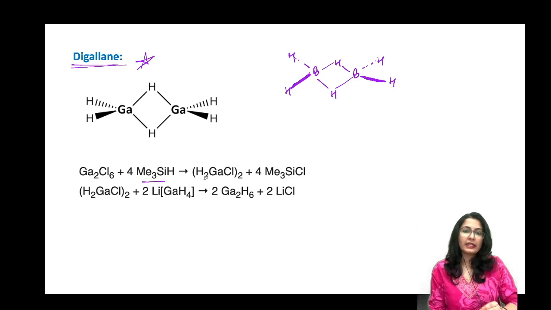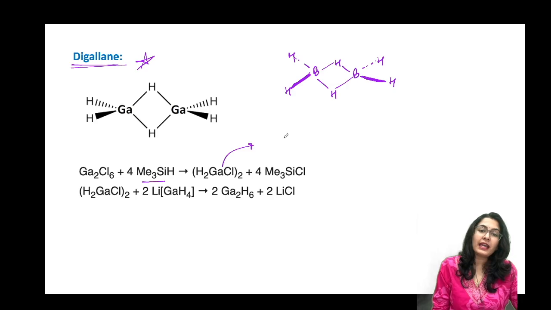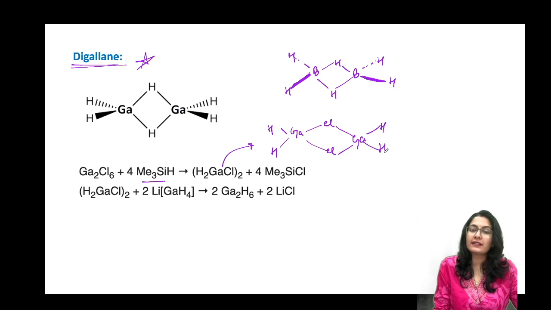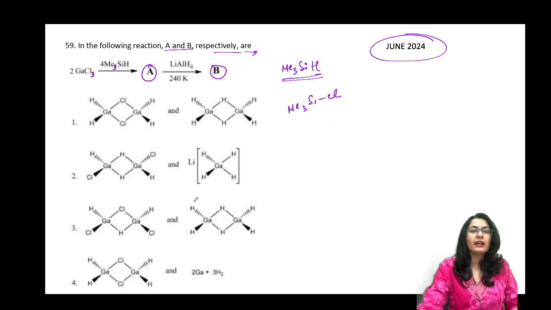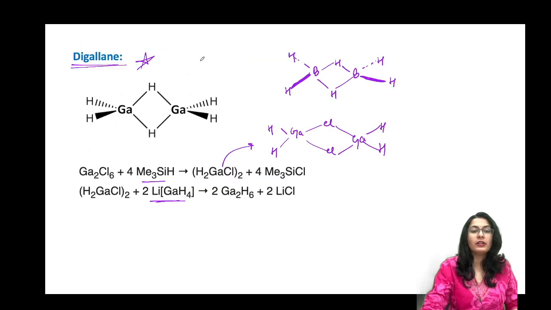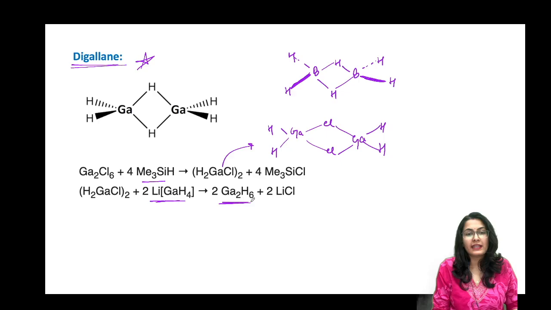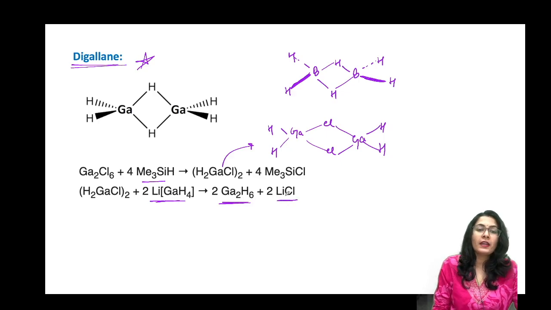Interesting. So, yes, Ga2Cl6 plus Me3SiH, what is going to happen? First of all, it's going to give you an intermediate. This intermediate actually looks like this: two hydrogens on the gallium and one Cl for each gallium, like this. So this is going to be an intermediate first of all. Now, once again, it is going to react with lithium GaH4, which is formed by the reaction of GaCl3 and LiAlH4, and this is going to finally give you the digallane plus 2Cl. So this is how the reaction is going to be.